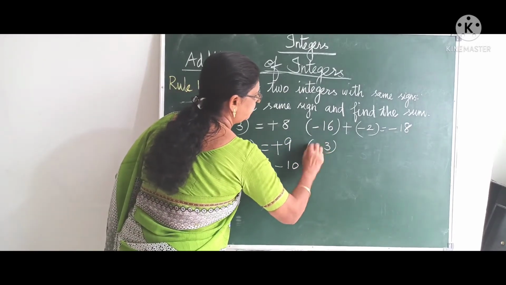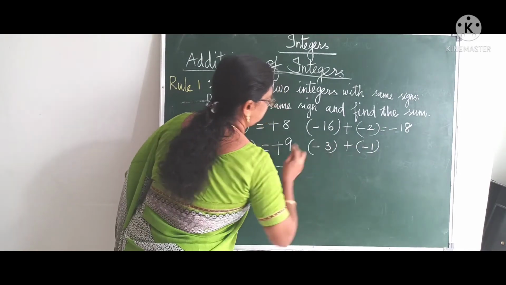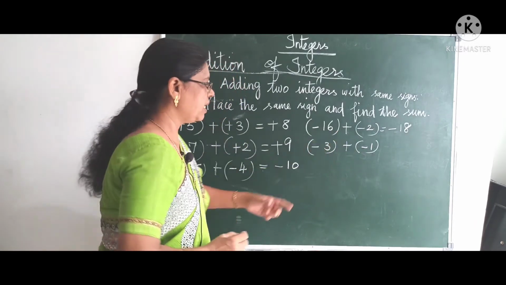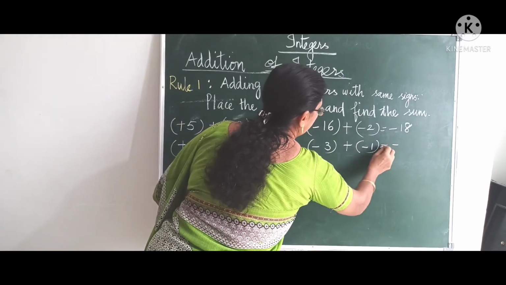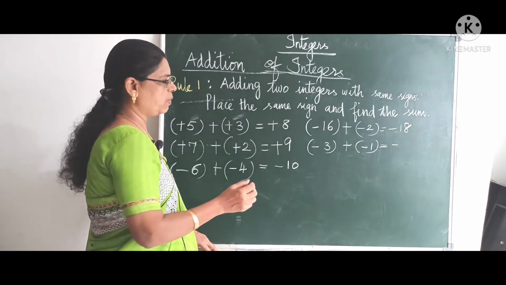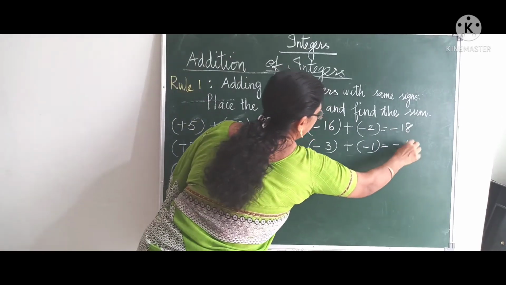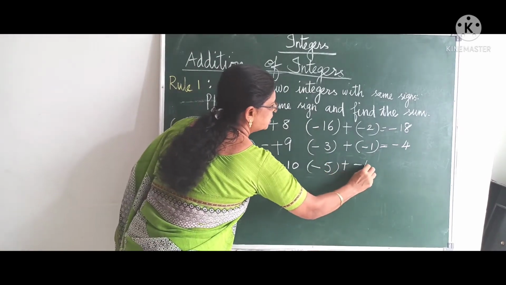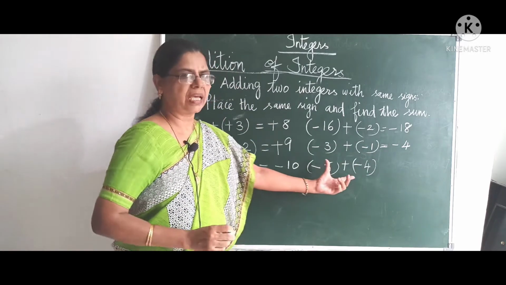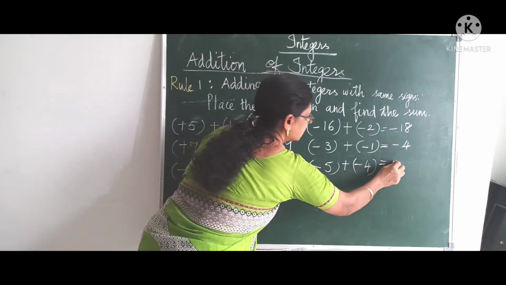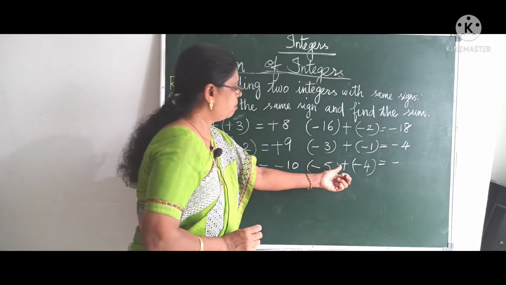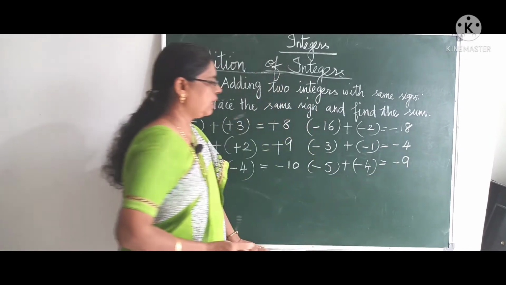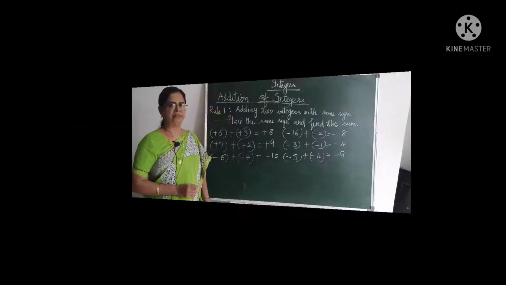Minus 3 plus minus 1. Both the integers have the same sign. Which sign they have? Minus. So put minus and find out the sum of 3 and 1. 3 and 1 is 4. Minus 5 plus minus 4. Both the integers have the same sign. So put minus sign. Add the numbers 5 and 4. Addition of 5 and 4 is 9. So the answer is minus 9.